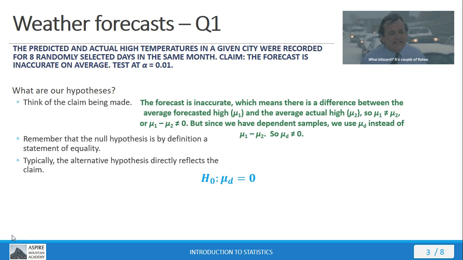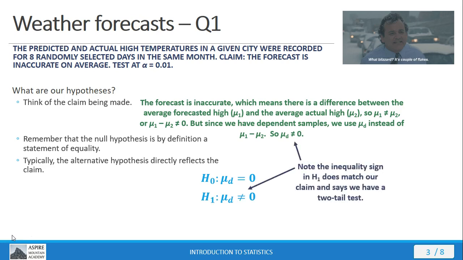So there, we can just take this alternative hypothesis directly from the claim itself. There's going to be a match between our inequality sign and our hypotheses, and we're going to say that this is a two-tailed test, because that not equal sign in our alternative hypothesis is the clue that we have a two-tailed test.